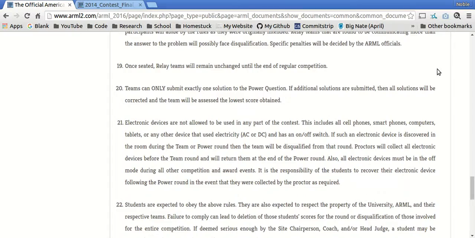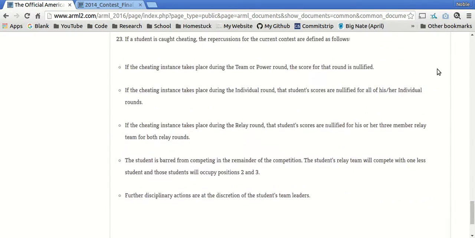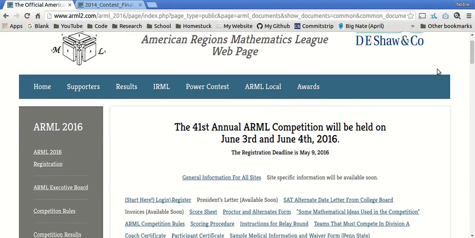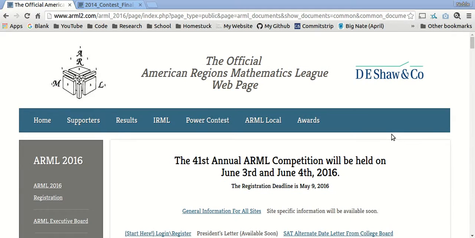Oh, you can only put in one solution to the power question. That's interesting. No cheating. They have really in-depth rules and how everything works. I'm not quite sure how everything works.